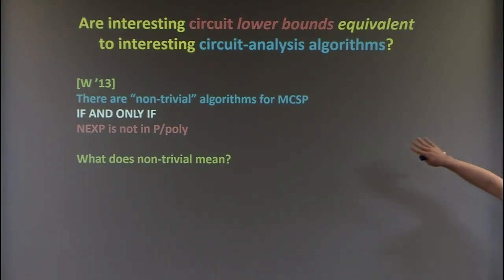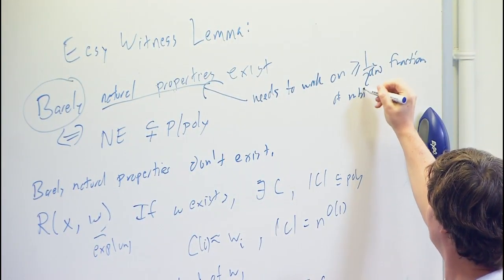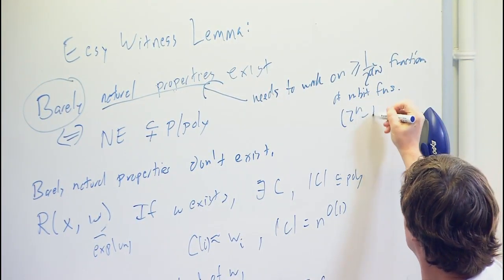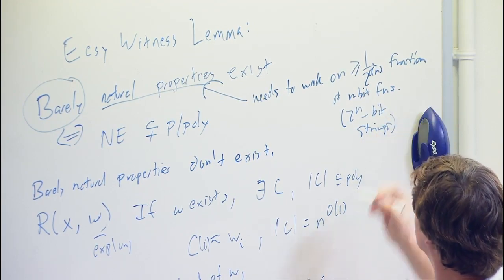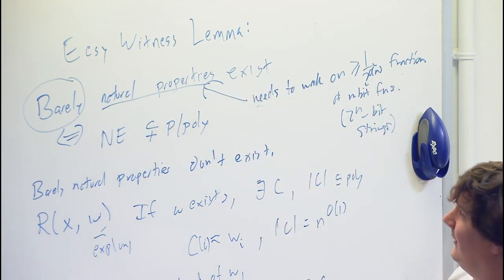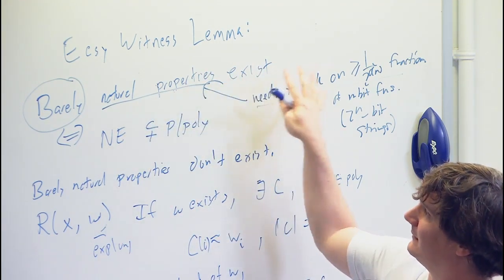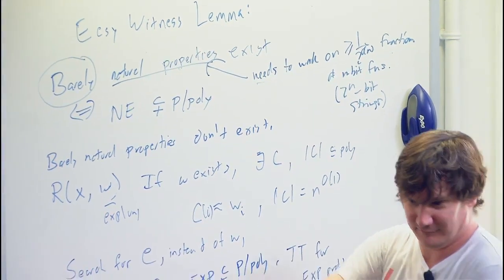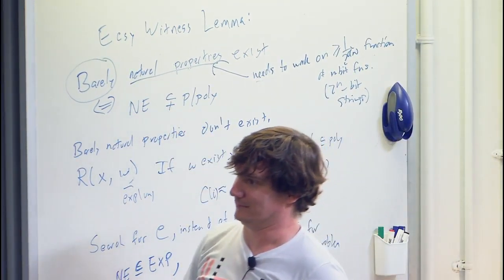So what do you mean by non-trivial here? As Russell was saying, this kind of thing needs to work on a 1/2^O(n) fraction of inputs, let's say, of n-bit functions. Here we're just going to get rid of this condition, and we're also going to add some infinitely-often stuff. Then all of a sudden, having a polynomial-time algorithm that's useful infinitely often is going to be equivalent to NX not in NP/poly.